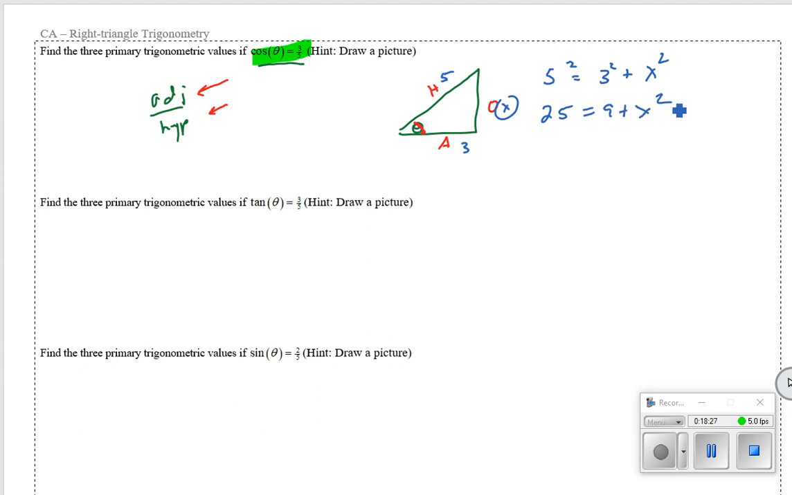Solving that equation by adding a -9 to both sides, x is positive or negative 4, but in terms of lengths, x is 4. So the sine is the opposite over the hypotenuse. The cosine is the adjacent over the hypotenuse, and that was already given to you. And the tangent is the opposite over the adjacent.